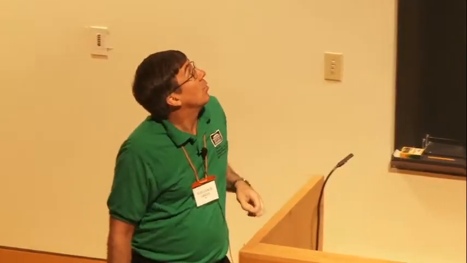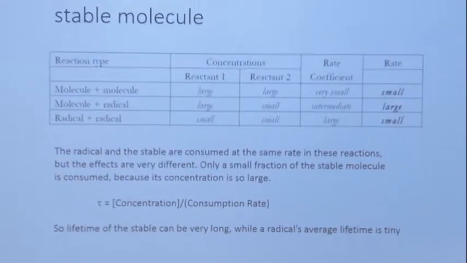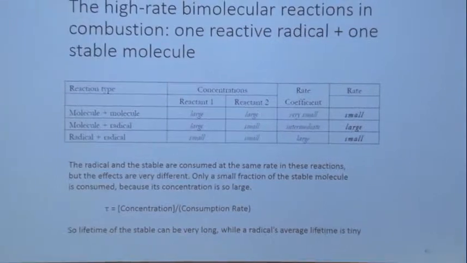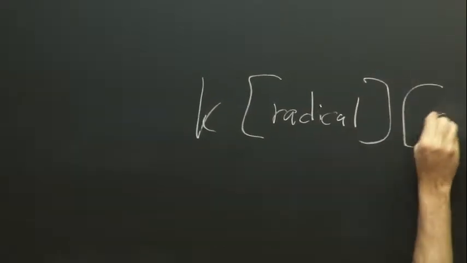And basically what we have all the time is one reactive radical reacting with one stable molecule. That's the dominant type of reaction we have. That way we get a large rate coefficient, and we have a large concentration, and we only have one small concentration in the rate law, right? Because the rate laws look like k times the concentration, typically of a radical, times the concentration of a stable.